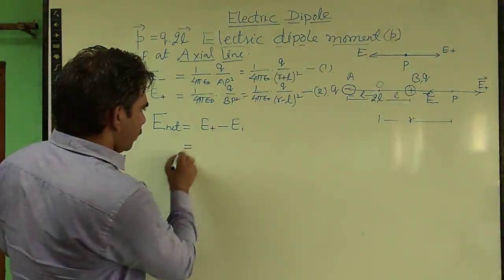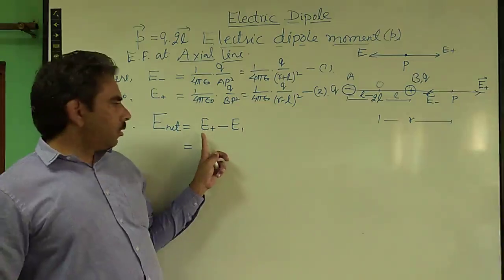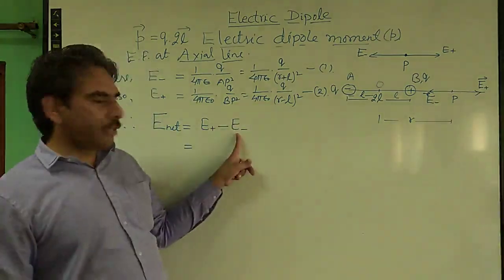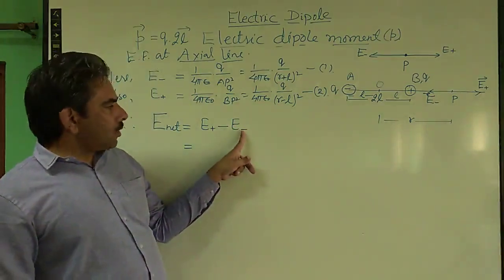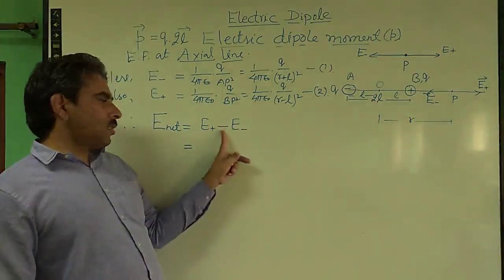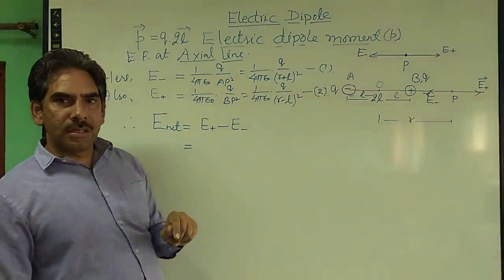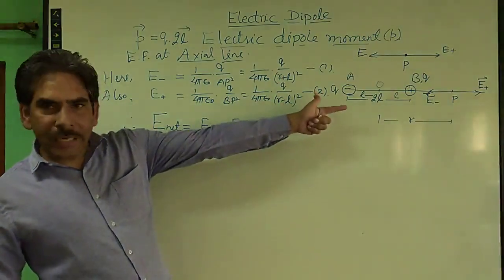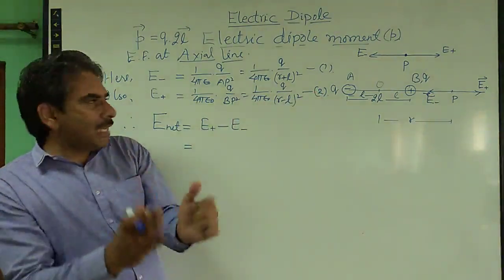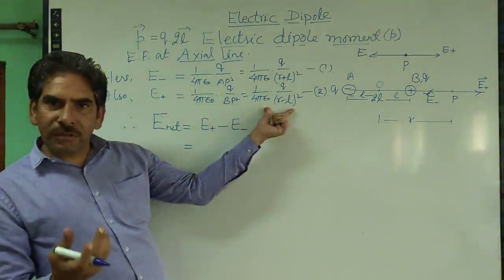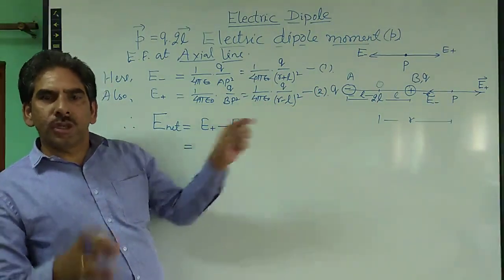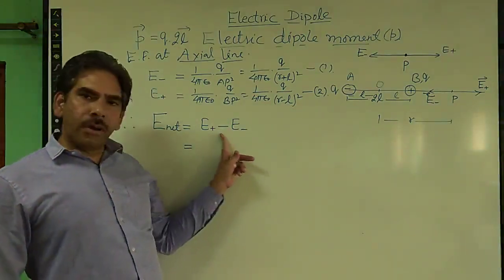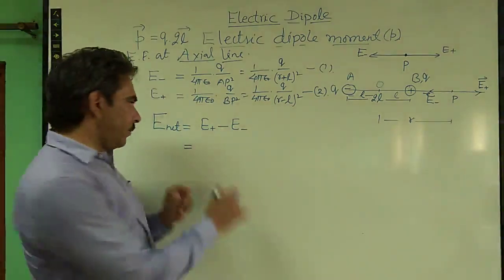So this is equal to, you can also calculate E minus, electric field due to negative charge. You can also write it as E minus E plus. But because the electric field due to the charge at point B will be stronger because the distance is less, therefore electric field will be stronger. So in order to just calculate the magnitude, I am keeping this form, E positive minus E negative.